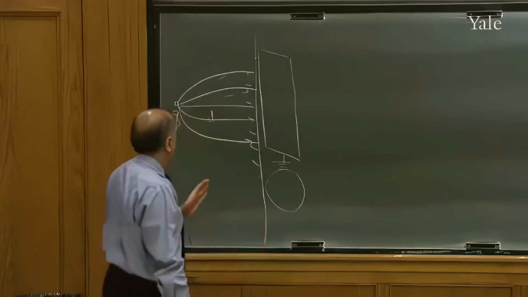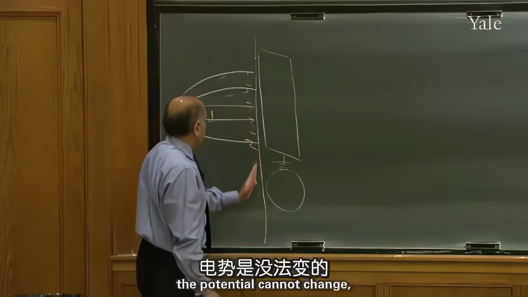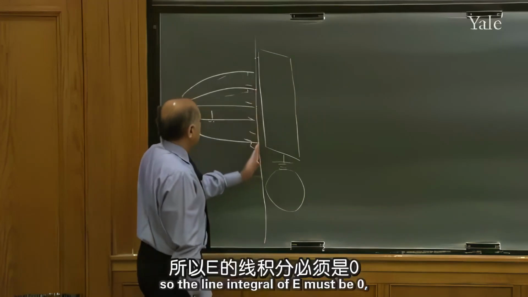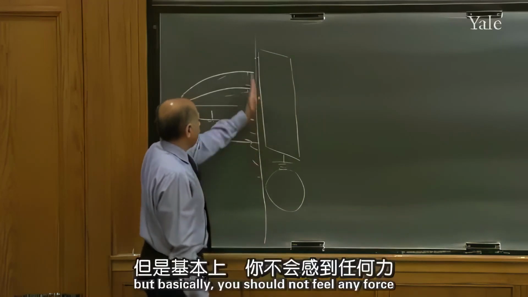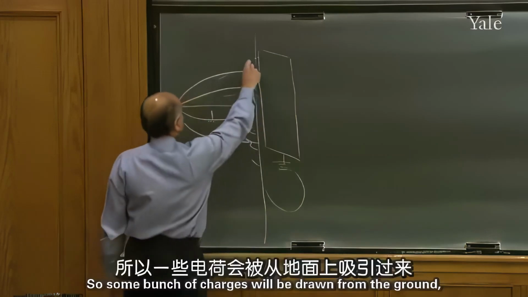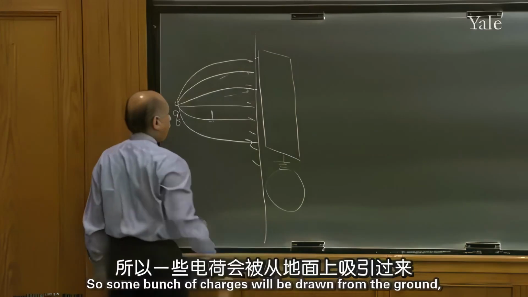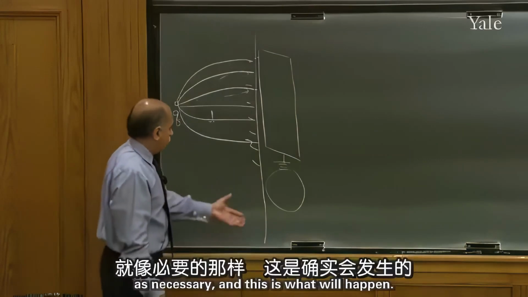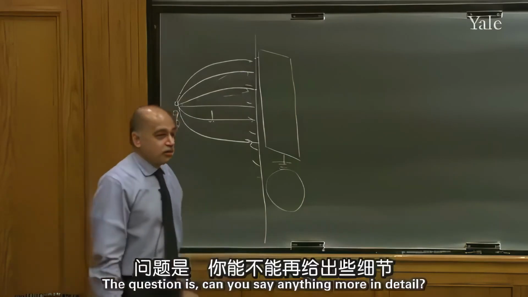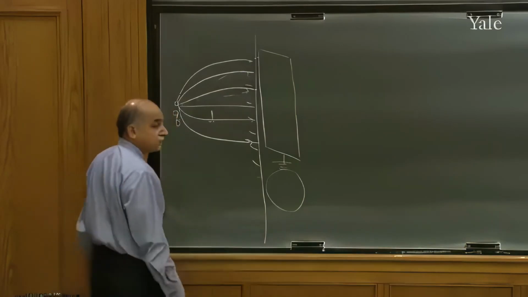You know why, right? Because if you move along the conductor, the potential cannot change, so the line integral of E must be 0. But basically, you should not feel any force as you move along the plane. So E is perpendicular. So some bunch of charges will be drawn from the ground as necessary, and this is what will happen. The question is, can you say anything more in detail?